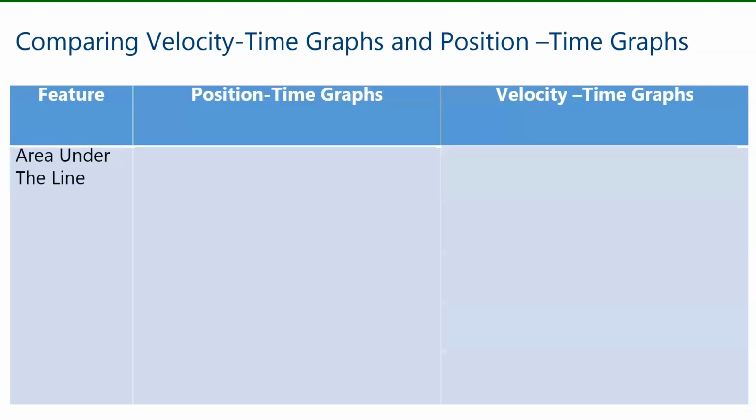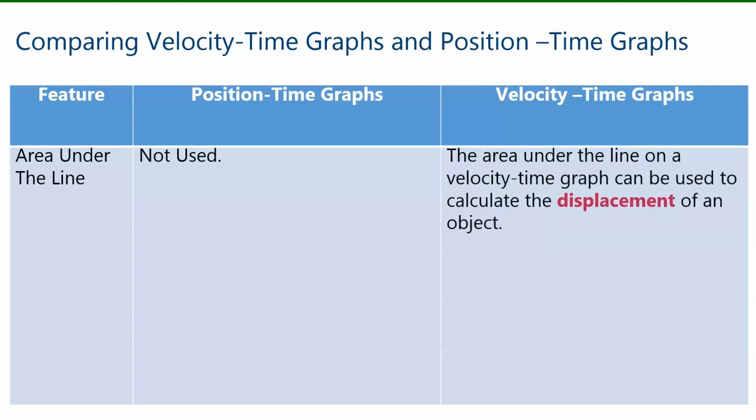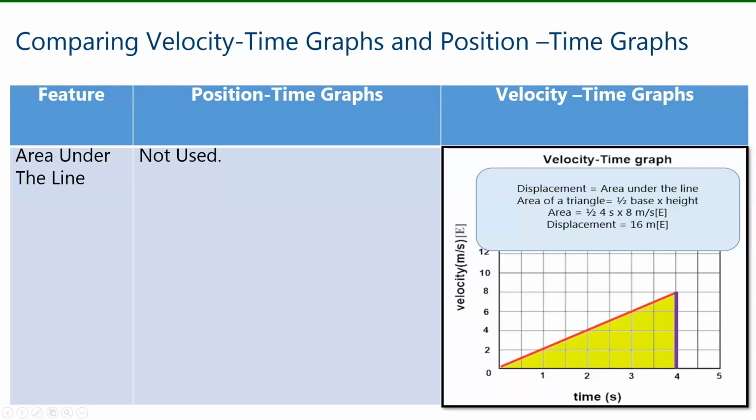Our next feature is the area under the line. It's not used for position time graphs, but for velocity time graphs, the area under the line can be used to calculate the displacement of an object. And the graph would look like this. So the displacement would be the area under the line, and the area under the line depends on the shape that you have. In this case, it's a triangle.